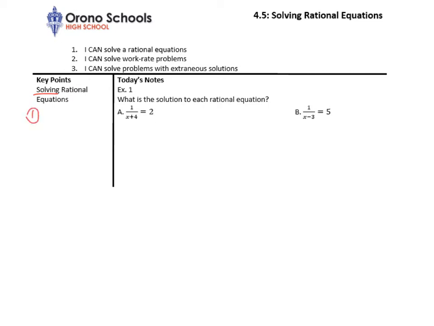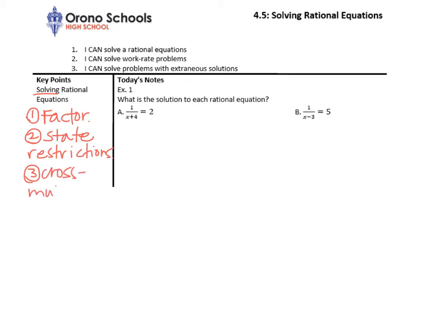Steps 1 and 2 will sound familiar to you. You'll want to factor if possible, as that will help you determine your restrictions in your domain. So we'll just say state restrictions. And then the great thing about having one fraction on each side, or one term on each side, is we'll just cross multiply to solve. And we've already done that a couple of times in this topic.